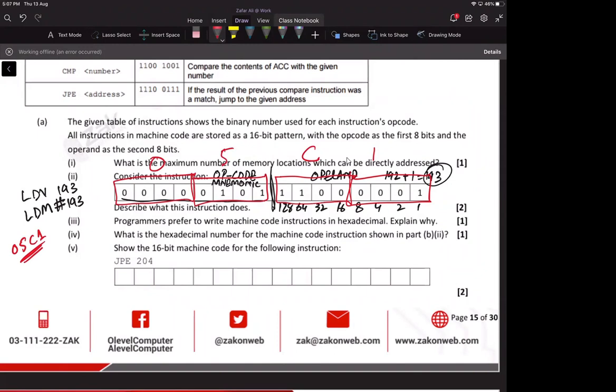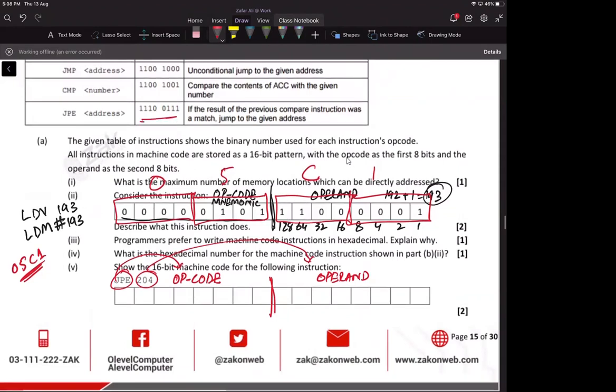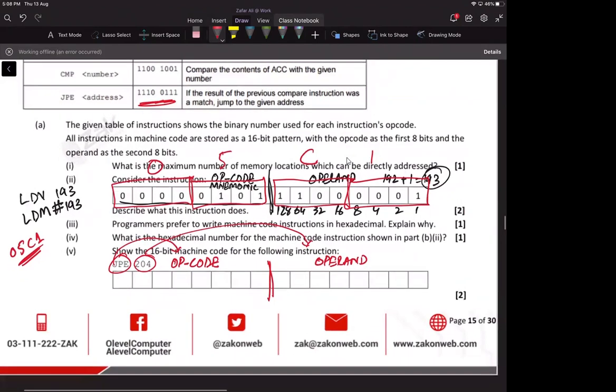And then show the 16-bit machine code for the following instruction, JPE 204. So 1, 2, 3, 4, 5, 6, 7, 8. This is your opcode. And this is your operand. So JPE, JP has got this code, JPE. All right, so this is 11100111. That's your opcode's machine code, and then you have to make 204.